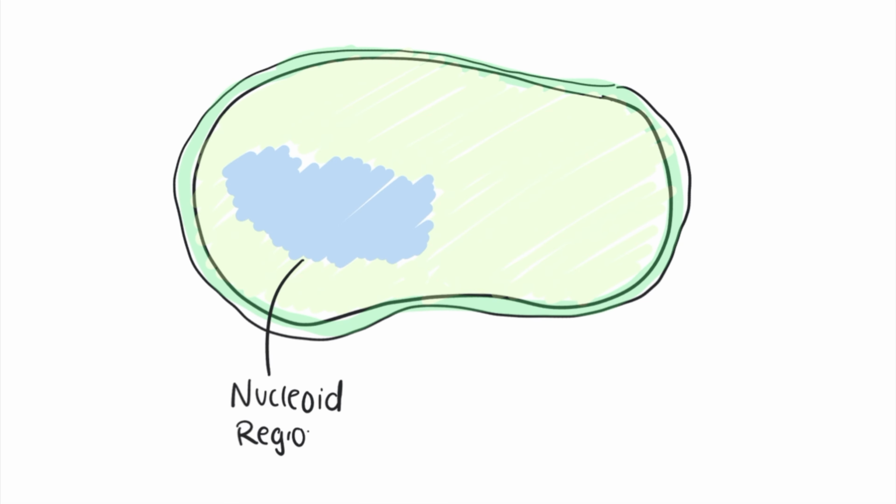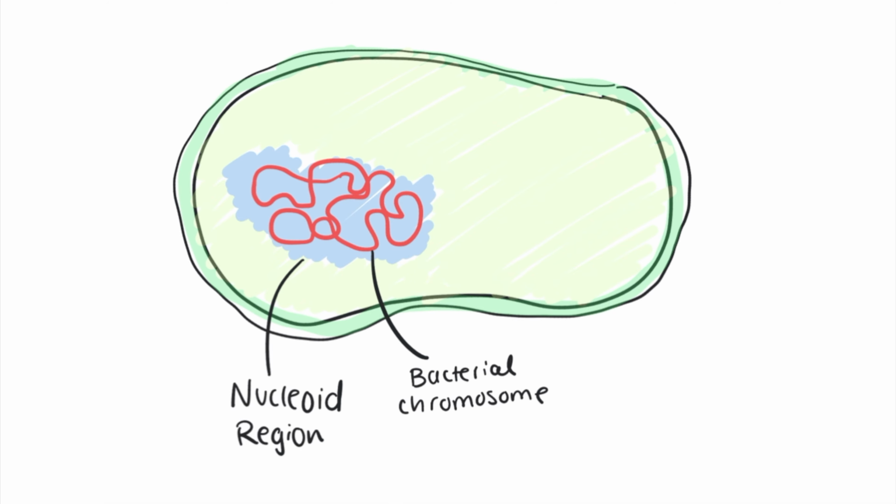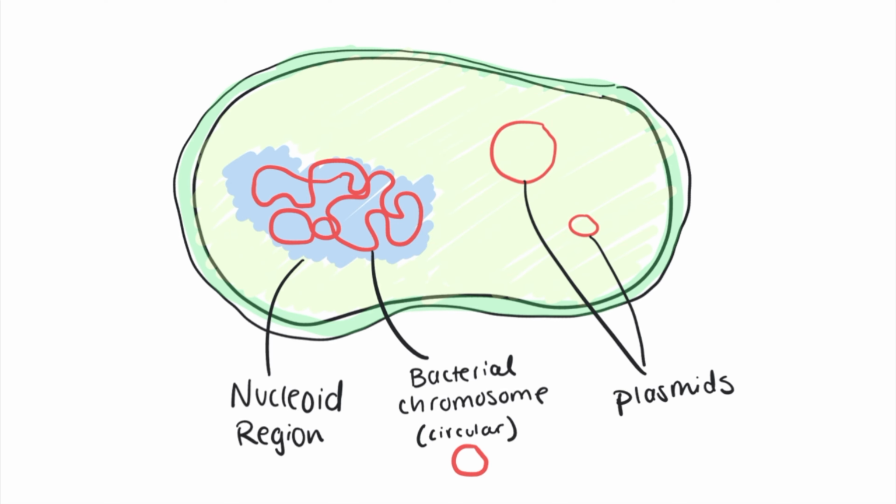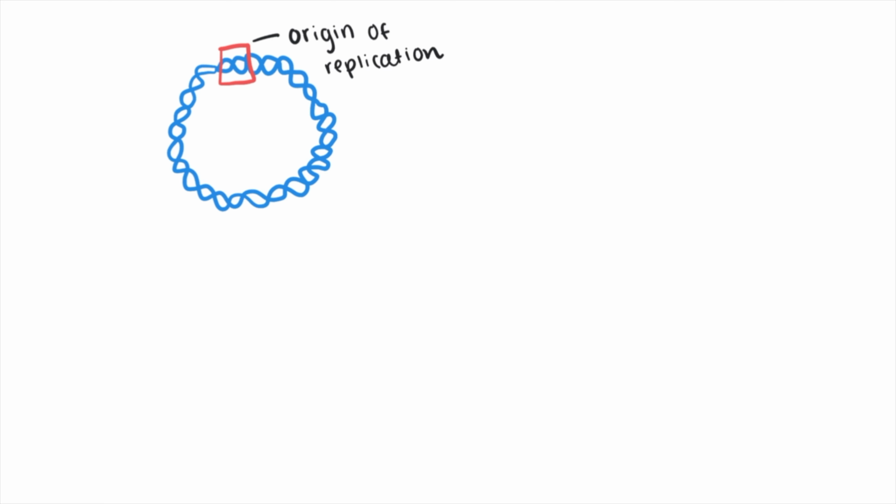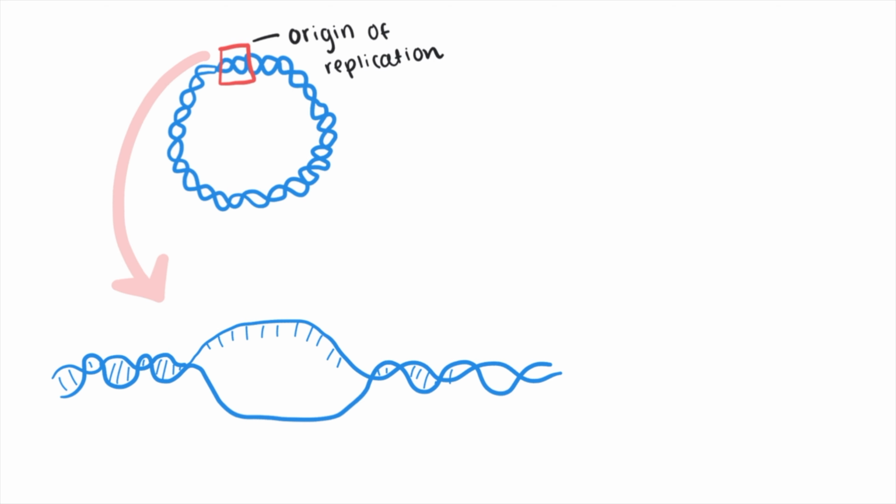Bacteria usually have a single small circular chromosome, and many also carry plasmids. Plasmids are like bonus DNA. These small extra genetic elements can carry useful traits like antibiotic resistance genes. Both the chromosome and plasmids need to be copied or replicated when a bacterium divides. Replication starts at a special spot called the origin of replication on the chromosome.